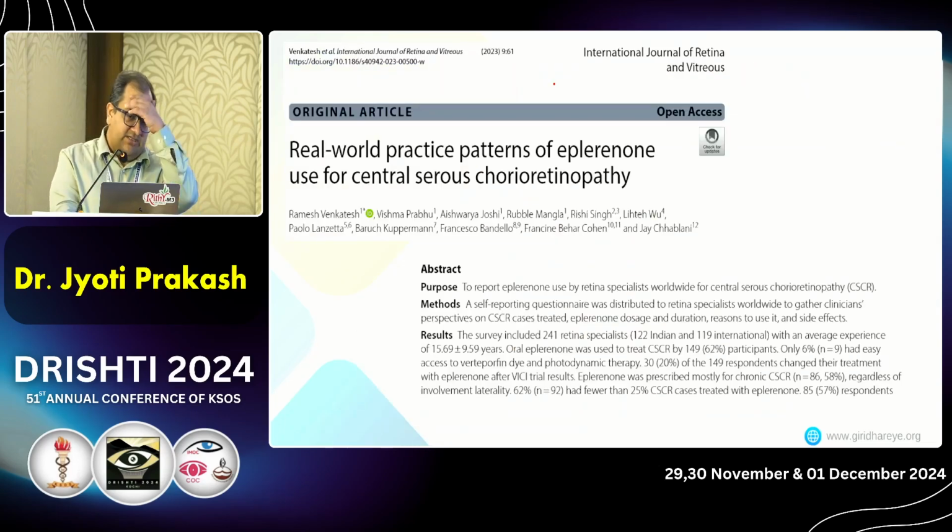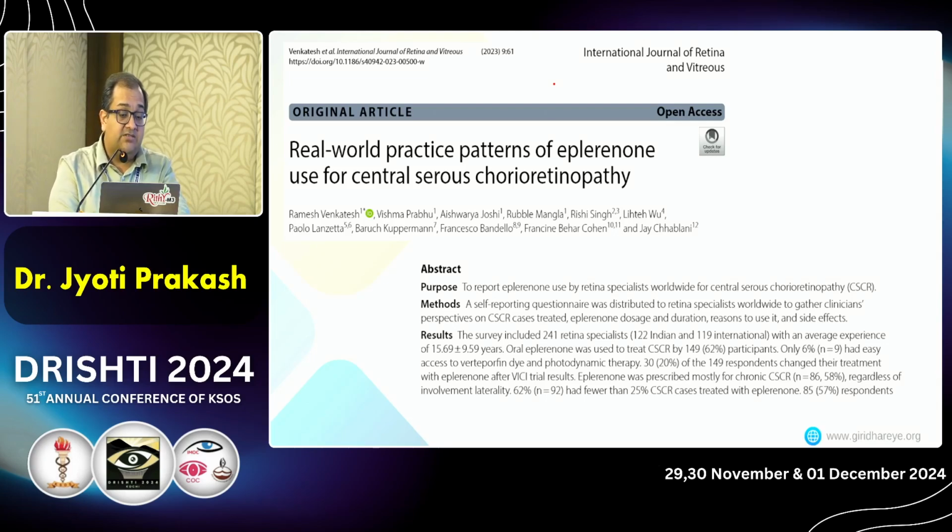Another study which was recently done at Narayan Netralaya by Ramesh Venkatesh looked at the real-world practice pattern of eplerenone, in light of the publication of the VICI trial, which kind of stopped many people, including me, from using eplerenone as a treatment modality in chronic CSR. It is not a treatment modality used in acute ones, but chronic CSR was the area where it was used.